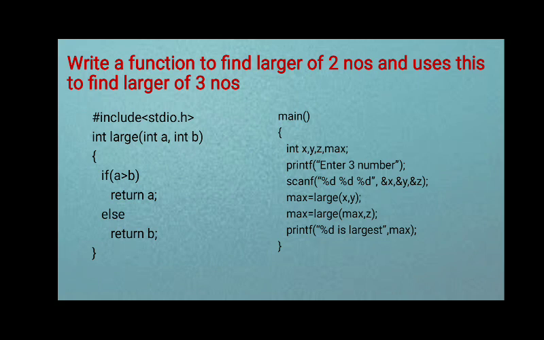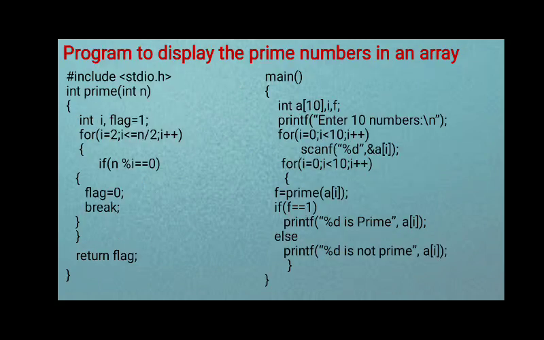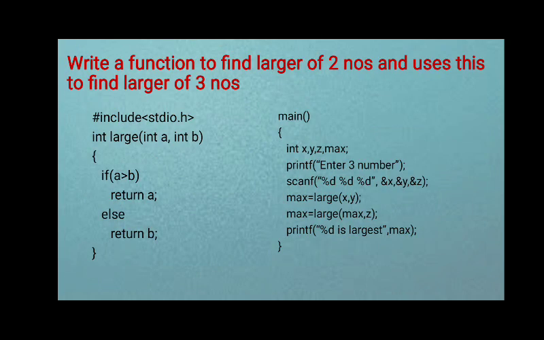So largest of two numbers, what is it? The basic logic is, if you're checking A is greater than B, you're displaying A, otherwise you're displaying B. So here, instead of displaying, you have to return that corresponding value. That is the only difference. So here you're checking if A is greater than B, then you're returning the value of A, otherwise you're returning the value of B. So that is the basic logic to find the largest of two numbers.